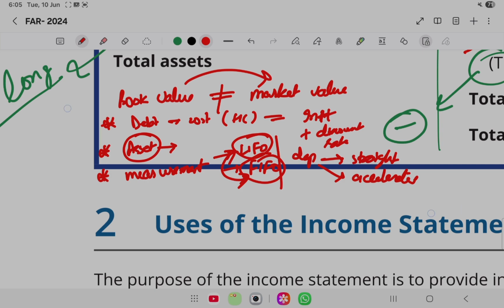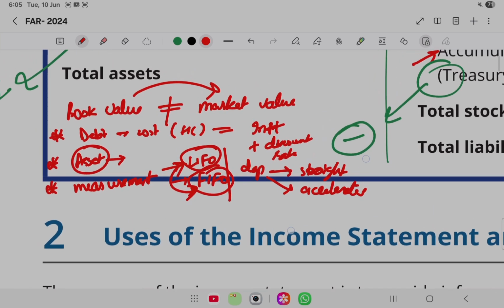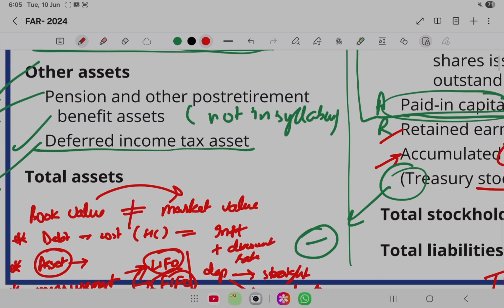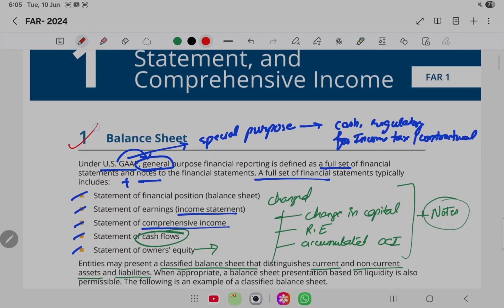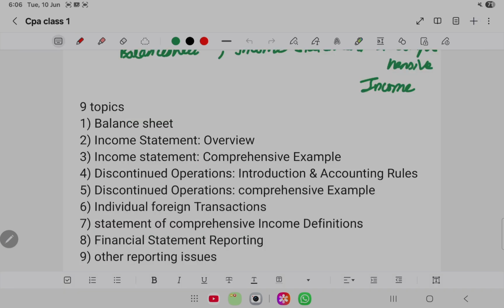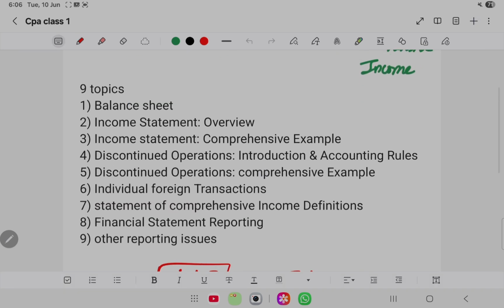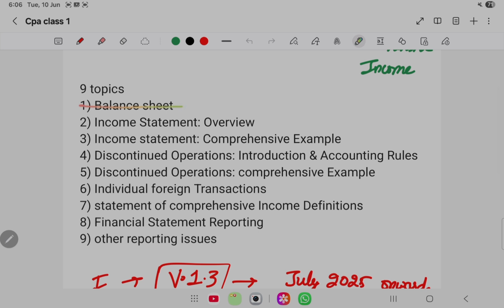On the note of this topic, topic number 1, that is the balance sheet, has been completed. There were 9 topics, right? This topic number 1 has been completed. Let's move on to the second topic, income statement.